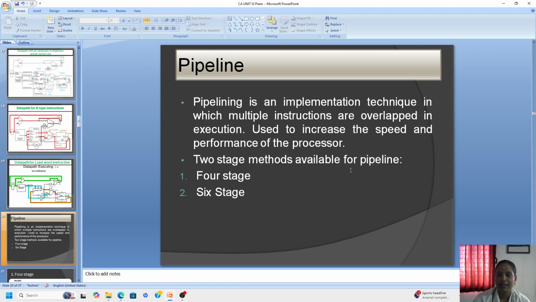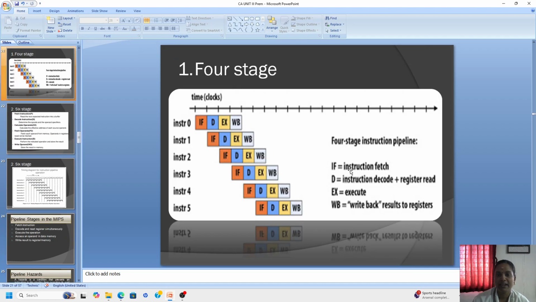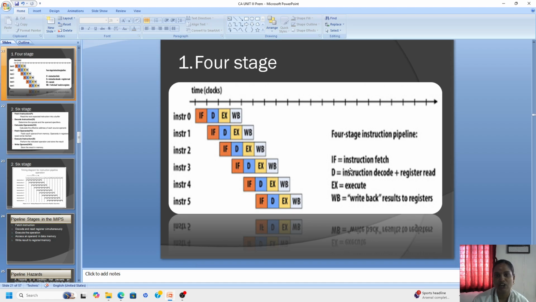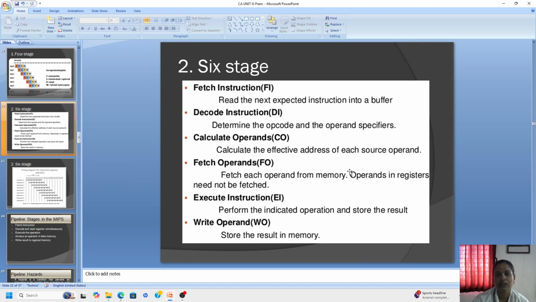Next one is the pipeline. The pipeline is an implementation technique in which multiple instructions are overlapped in execution, used to increase the speed of performing the operations. With the help of this pipelining concept, there are two types of pipeline: one is a 4-stage pipeline, another one is a 6-stage pipeline. The 4-stage pipeline includes instruction fetch, instruction decode, execute, and write back. It will simultaneously execute 5 instructions in a single clock cycle with the help of the pipelining concepts.